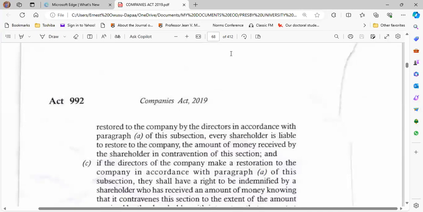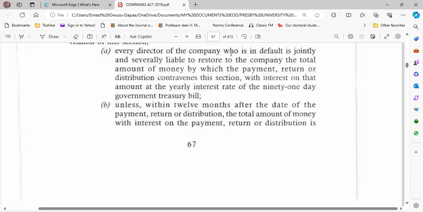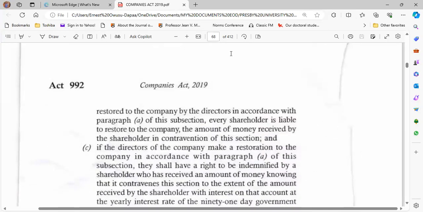And another consequence is also that, if you look at B, unless within 12 months after the date of payment, return, or distribution, the total amount of money with interest on the payment, return, or distribution is restored to the company by the directors in accordance with paragraph A, every shareholder is liable to restore to the company the amount of money received by the shareholder in contravention of this section.